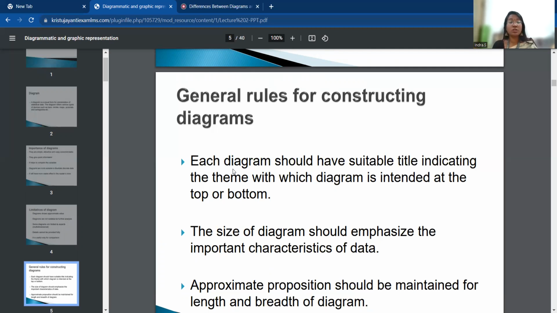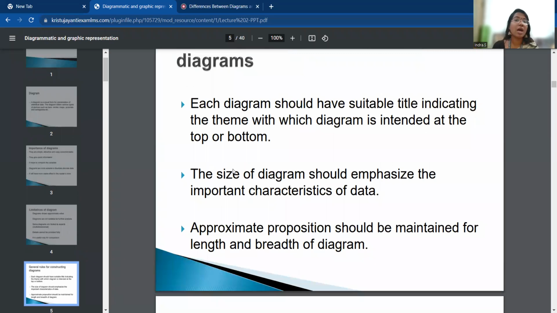Now we are moving to the third important topic, general rules for constructing a diagram. In order to construct a diagram, what all we have to keep in mind. So these are the prerequisites of constructing a perfect diagram. First thing is each diagram should have a suitable title. That title should have a theme, and that theme should be indicated either at the top or at the bottom. That is what they're trying to say.